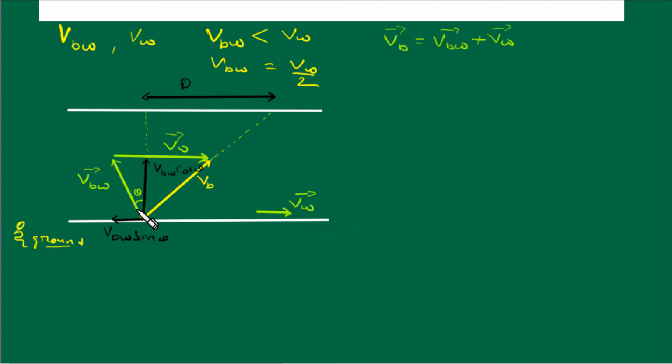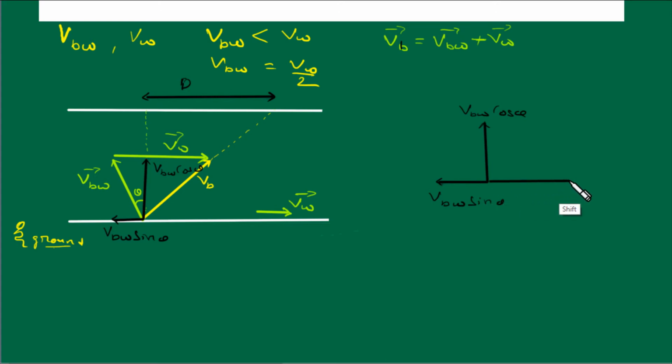Let me draw one diagram for you, so that you can understand better. I am drawing the component of VBW in this direction, that will be VBW sin theta, and in this direction the component is VBW cos theta, right? And the velocity of the boat will be the resultant of these two. So I have already resolved this vector in two perpendicular directions. Now this is along the river, so let's draw it here.